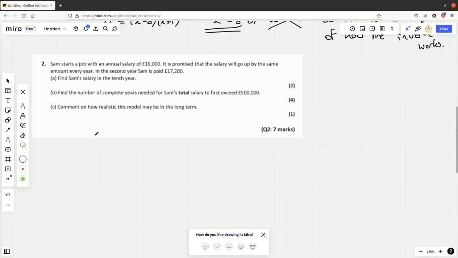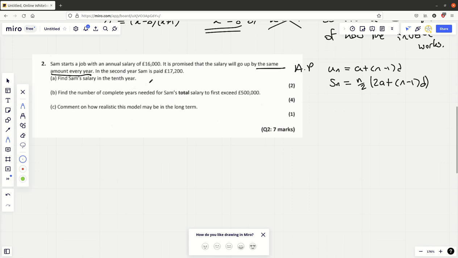Sam starts with an annual salary of 16 grand. It's promised that the salary will go up by the same amount. That means it's an arithmetic sequence, it's an AP. So we'll be needing in this question, u n is a plus n minus 1 d, and s n is n over 2 times 2a plus n minus 1 d, yeah? Write down the equations as soon as you know it's an AP.